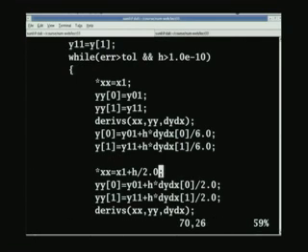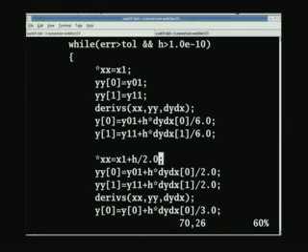So that's the first step, and then we go to x plus h by 2. That's the next step. Then we compute ky2's and kz2's, that is again the derivatives at those values. That's what we are going to compute there. Now we are updating the y values.